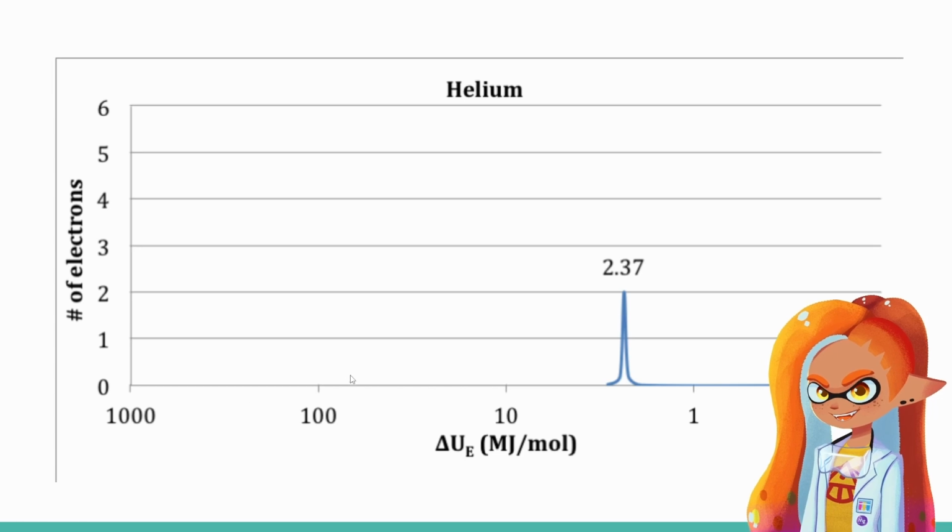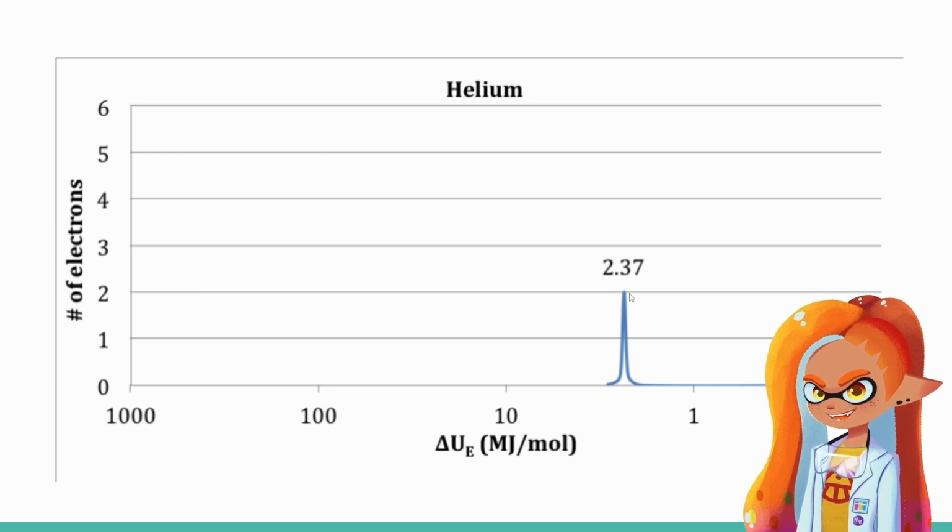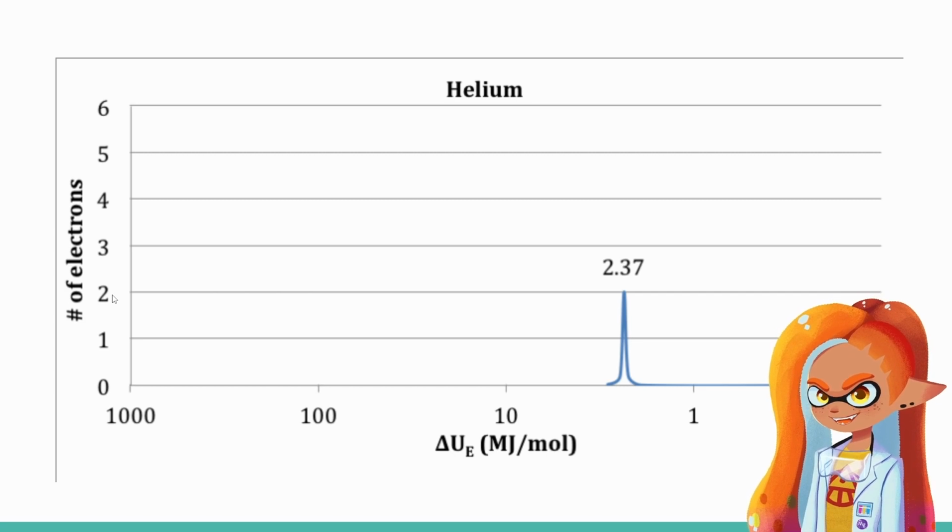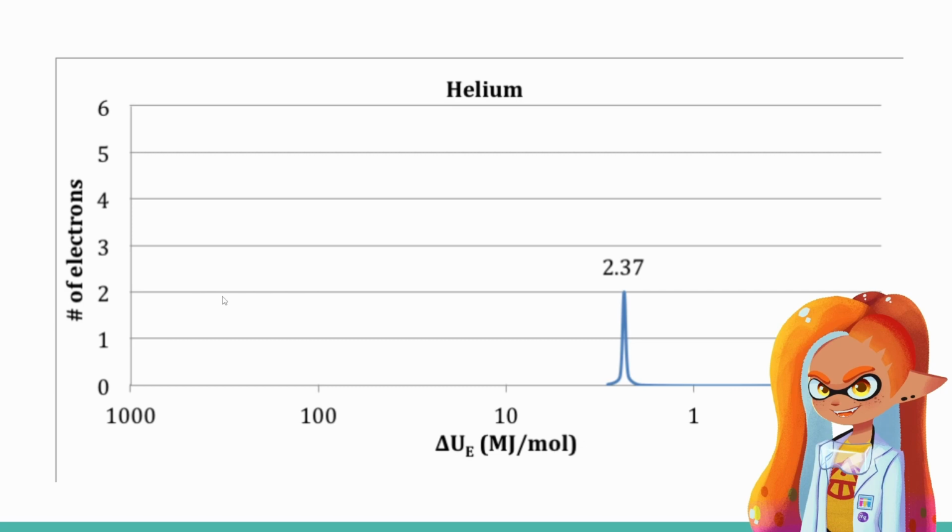And so you can see that we have one peak on helium. And as a reminder, when helium is neutral, it would be 1s2 for its electron configuration. And if you notice, there's 2 electrons. Ooh, coincidence? No. There is absolutely no coincidence.